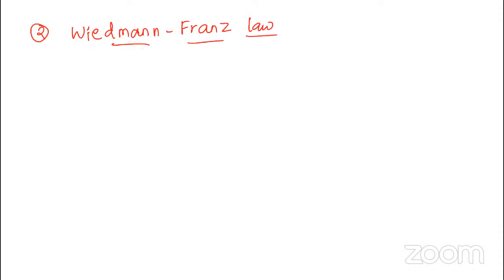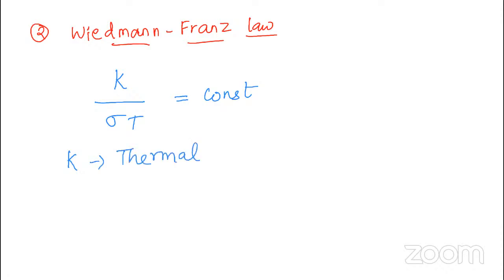ஓகே, நெக்ஸ்ட் we know some more formulas, that is Weidmann-Franz law. So here Weidmann-Franz law, it is K divided by sigma into T, which is equal to constant. K is nothing but the thermal conductivity, and sigma is the electrical conductivity.